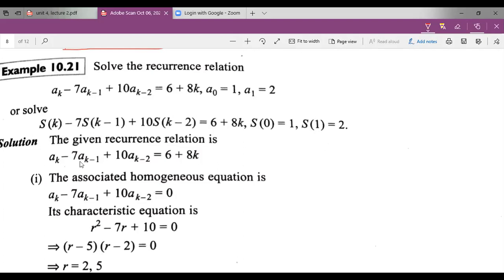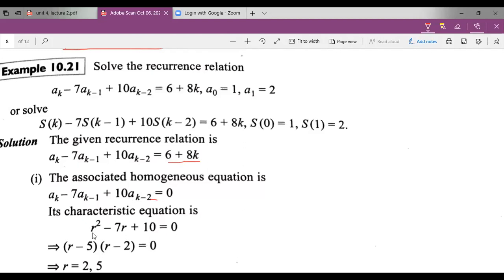So the given non-homogeneous recurrence relation is AK minus 7 AK minus 1 plus 10 AK minus 2 is equal to 6 plus 8K. So here the RHS term is of C0 plus C1K form. First we write the homogeneous solution for the given equation. We consider the homogeneous equation from the given non-homogeneous equation, that is AK minus 7 AK minus 1 plus 10 AK minus 2 is equal to 0. So the degree of this equation is 2. So its characteristic equation is R square minus 7R plus 10 is equal to 0.